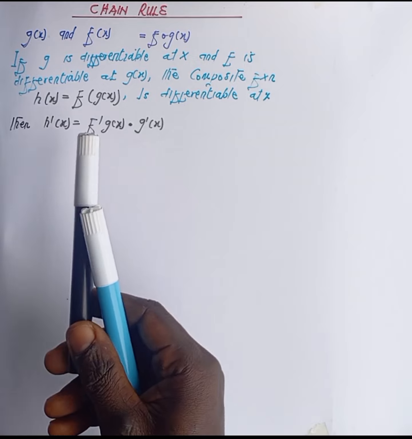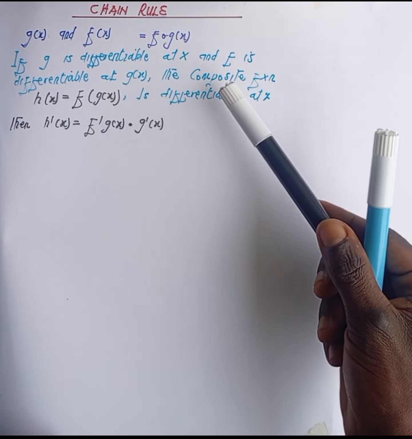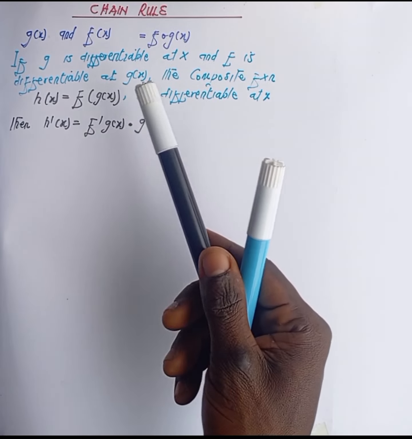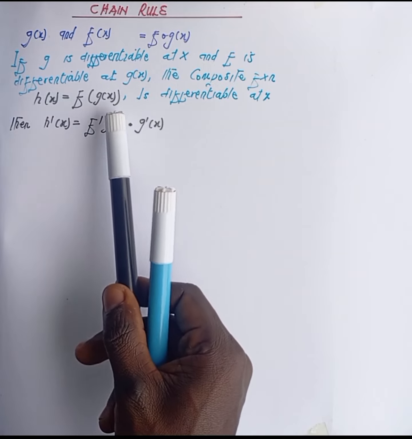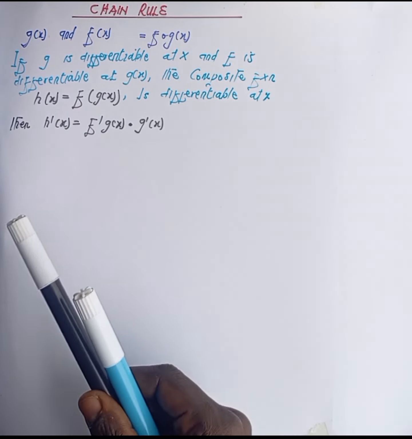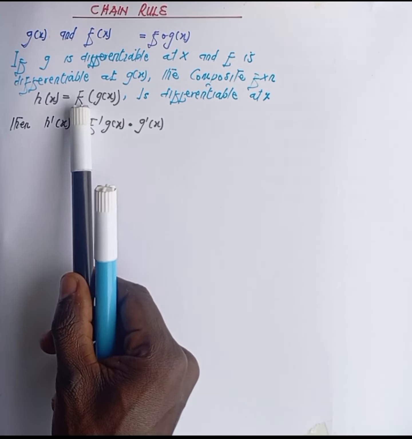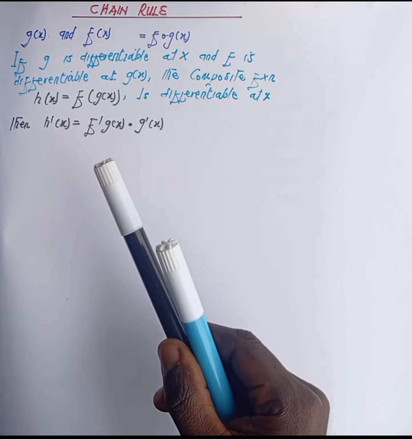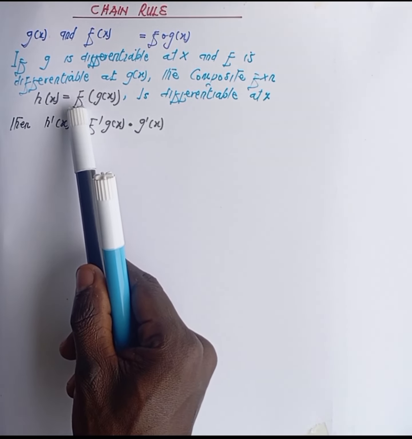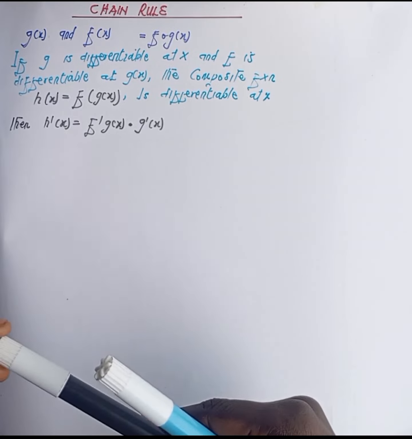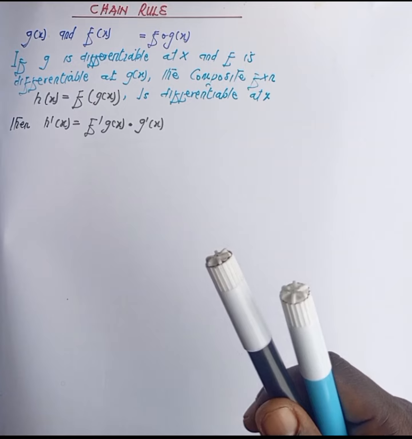Let's take it that the function g is differentiable at x, and the function f is differentiable at g of x. Then the composite function h of x is also differentiable at x, and its derivative is given as this. What this means is that we differentiate the outside function, which is f, and then multiply it by the derivative of the inside function, which is g.